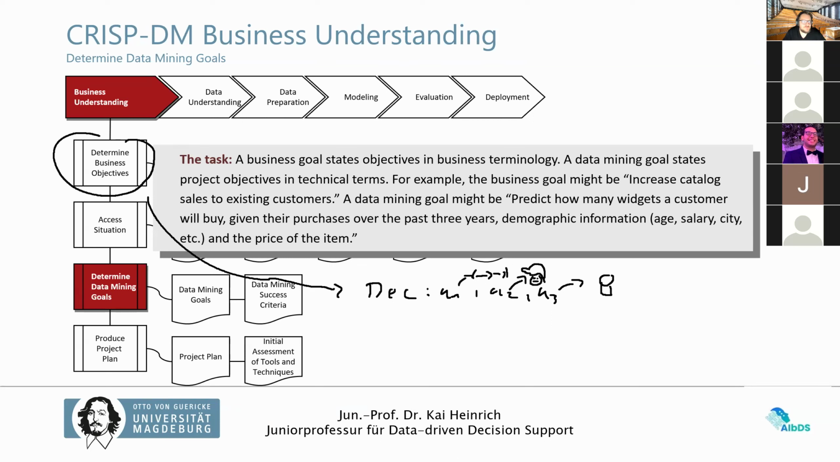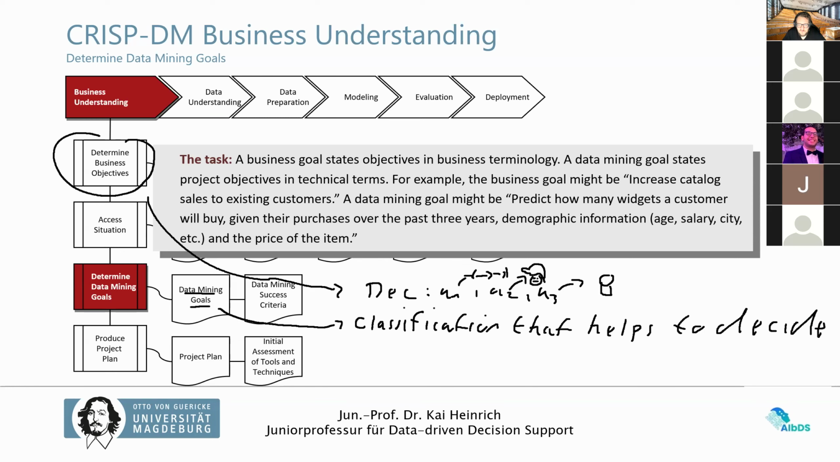But usually they give you some business objective, and then you will have to determine, okay, how can we support that decision? So the data mining goal would then be a classification that helps to decide, based on the decision set that we have, right? And we say this is a classification.